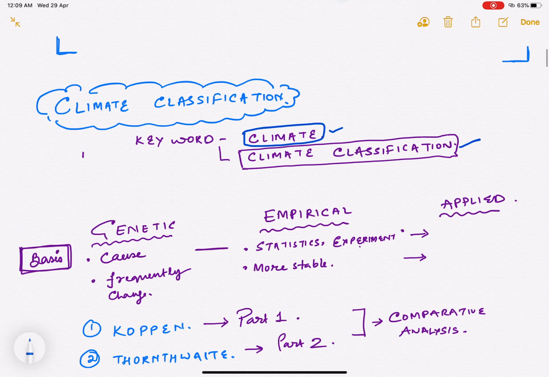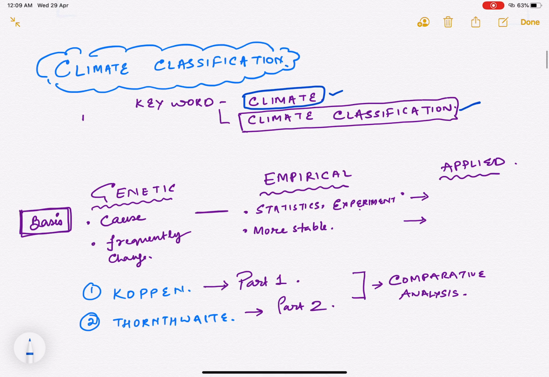Next. Now, the climatic classification we can basically divide into three categories: genetic, empirical, and applied. What is the basis of the genetic classification? The genetic classification is based upon the cause, meaning what is the cause of this climate. If there is a tropical rainforest, they saw what is the cause of having a rainforest. They saw heavy precipitation, so precipitation is the cause. They saw that and they said that.